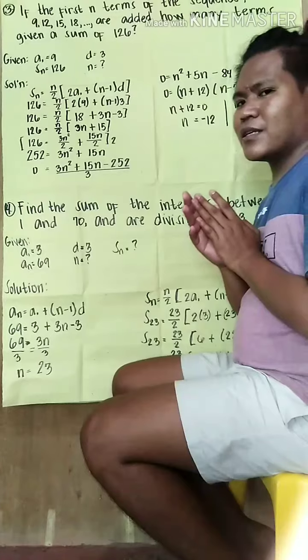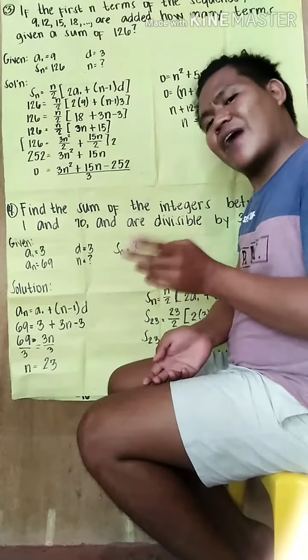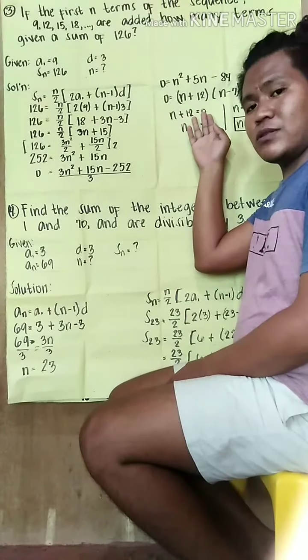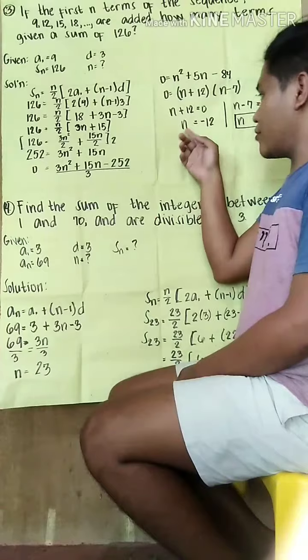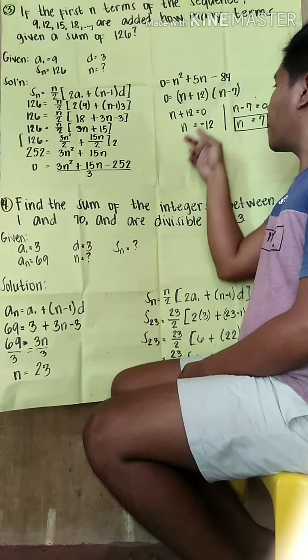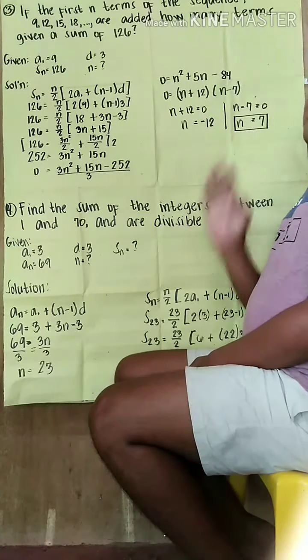And then, get the roots of those factors. So n plus 12 is equal to 0, and transpose on the other side. Therefore, our n is equal to negative 12. n minus 7 is equal to 0. So our n is equal to positive 7.